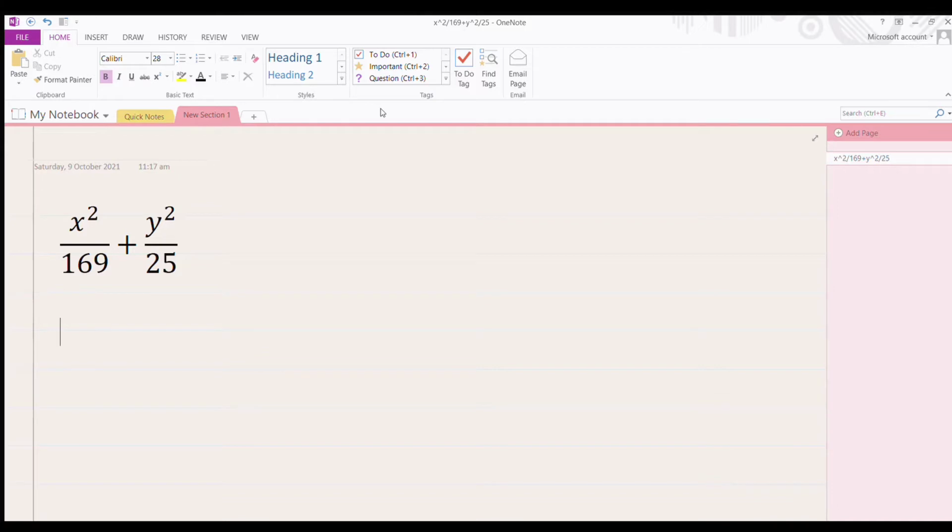First, we need to determine if this is a horizontal or vertical ellipse. Since 169 is greater than 25, we know that the ellipse will be horizontal. Therefore, a squared is equal to 169, making a equal to 13, and b squared is equal to 25, making b equal to 5.